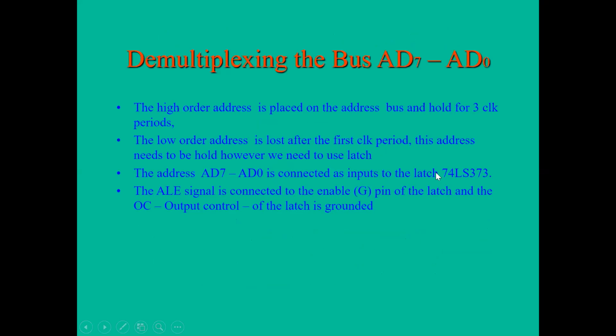So how can you demultiplex the address and data bus? Here is the diagram. Can you see it properly? Yes, sir. But the writing is not that clear.